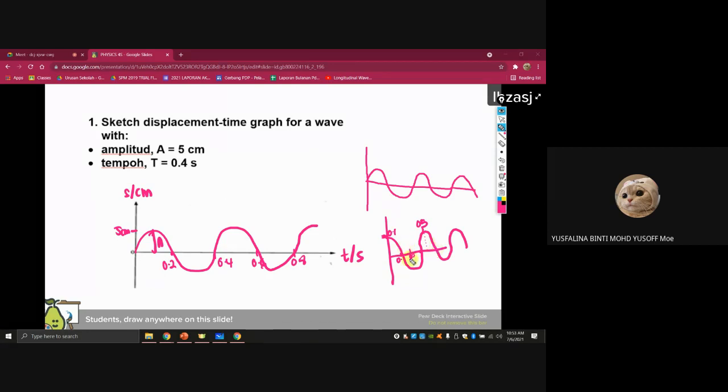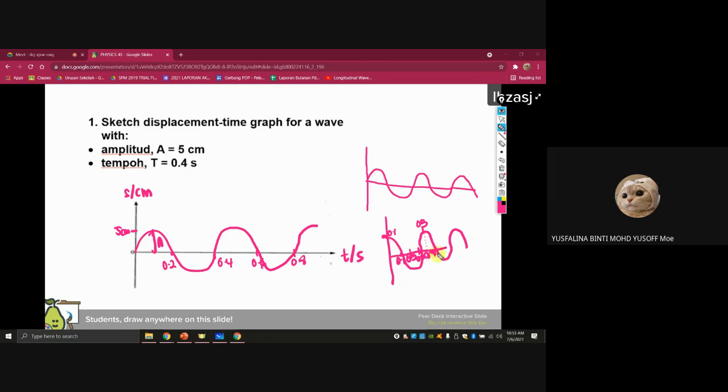Any idea how to calculate this one? This one, you should get 0.5, right? 0.4 from crest to crest. So here the x-axis, the axis starts from 0 here. So this one is 0.4. So 0.3, 0.2, 0.1. Yes, so 0.1 here, 0.2 here, 0.3 here, 0.4 here.